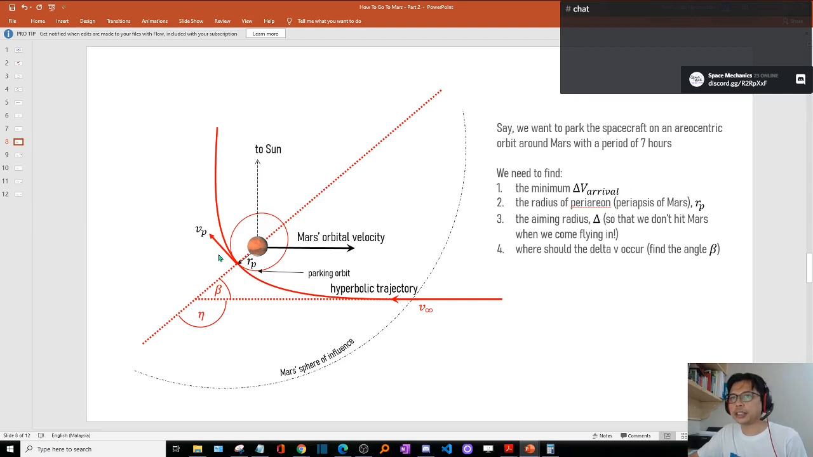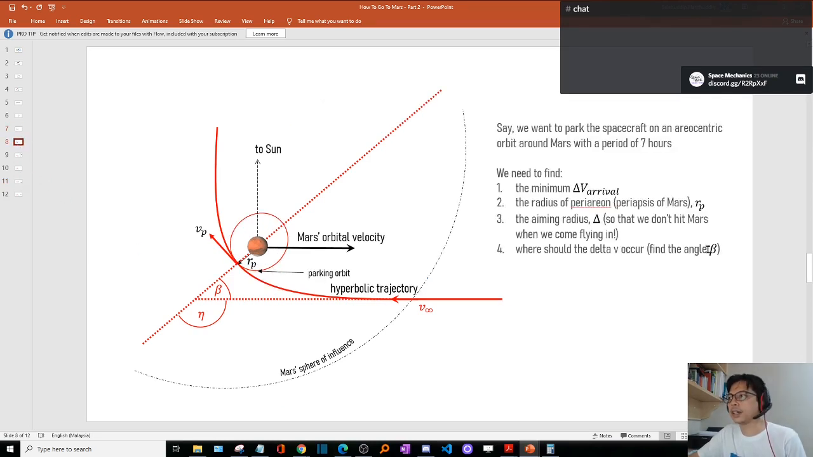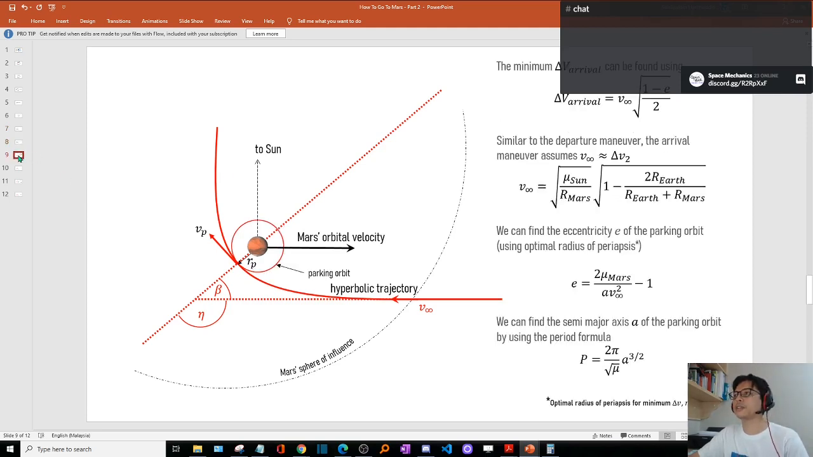The aiming radius, which is where is it? The aiming radius, so that you actually arrive at the parking orbit and don't hit Mars or go too far away. And then finally, the angle beta.